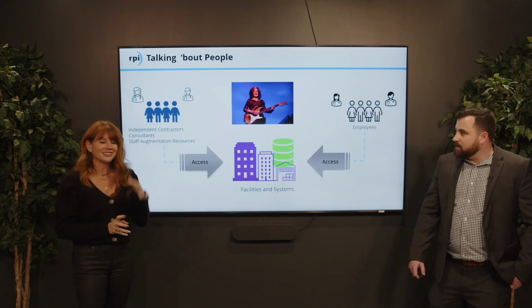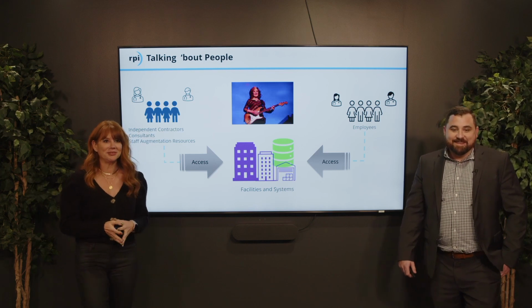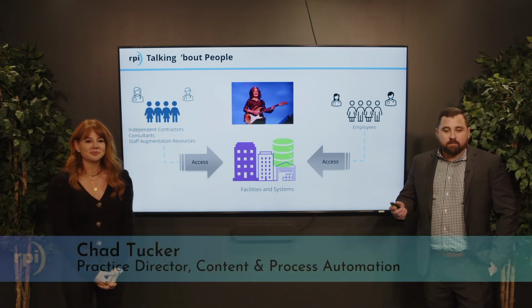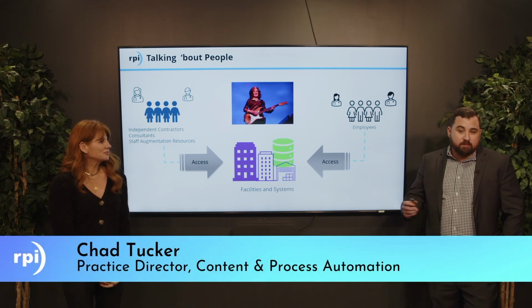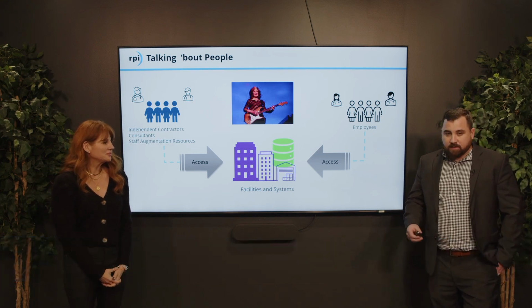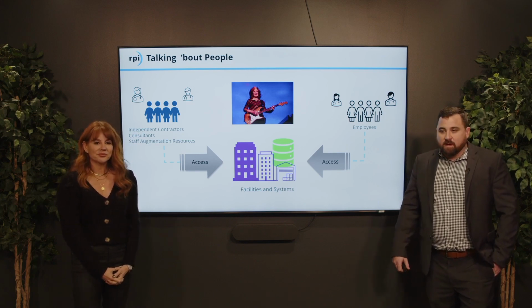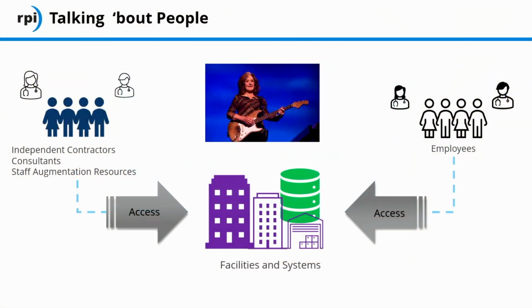So, speaking of talking about people. Organizations basically have two categories of people that work for them, right? You have your employees, and you have your independent contractors, consultants, staff augmentation resources, presenters. You have different groups of people that need access to maybe your facilities or your systems to help you do business.